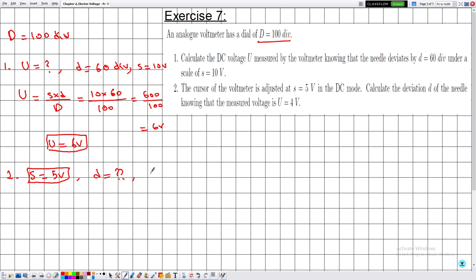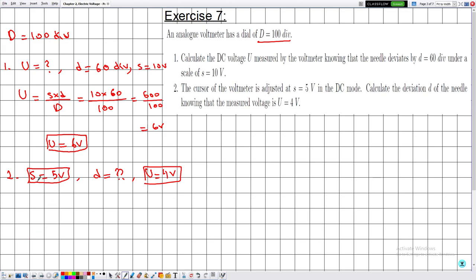If now the voltage that we are measuring is 4 volts. So previously the voltage that we were measuring was 6 volts. Now the voltage that we are measuring is U equal to 4 volts. So knowing that S is equal to 5 volts, U is equal to 4 volts, and capital D is fixed to 100 divisions, we are interested in determining the value of small d.